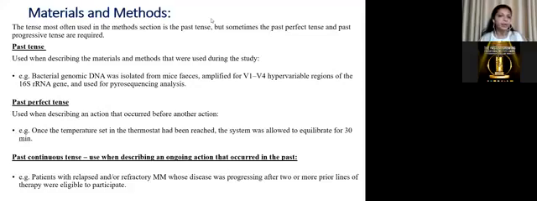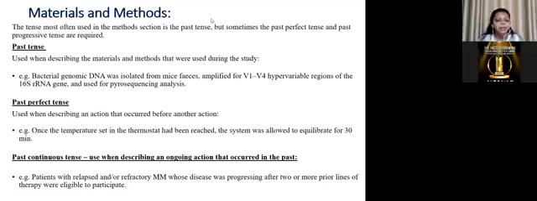In other disciplines, past continuous tense is mostly not used. But we just know about the existence of it. Okay, let's see. Yes, so you are using past continuous tense when you're going to describe an ongoing action that occurred in the past. Again, an ongoing action that occurred in the past.